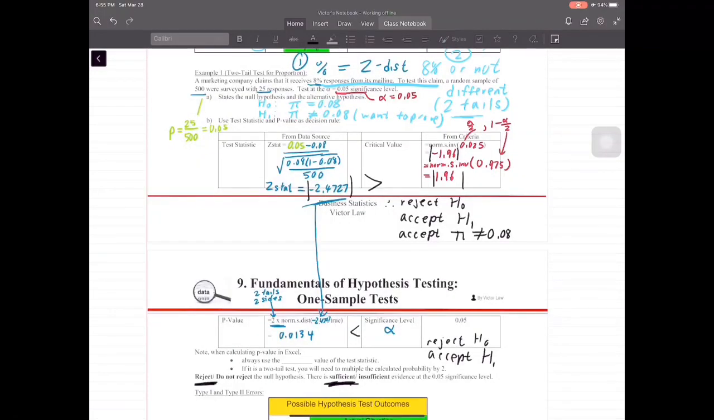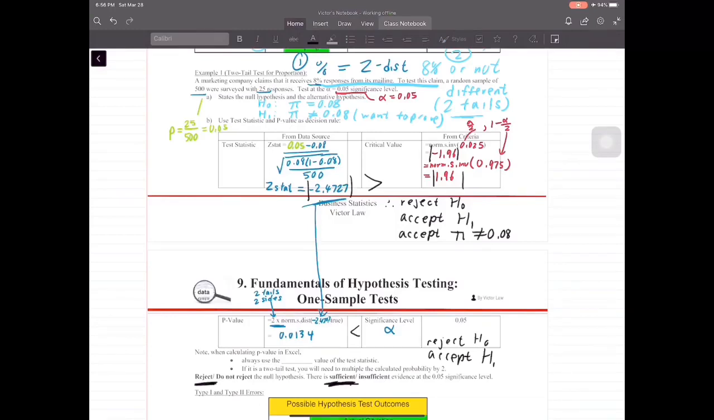Another way to look at the decision rule is comparing the p-value with alpha, which is your significance level. We know that alpha is 5%, and the p-value is 0.013, so it's 1.3%. The p-value is less than alpha, so we have the same conclusion: reject H-null, accept H1, accept that the proportion does not equal 8%.